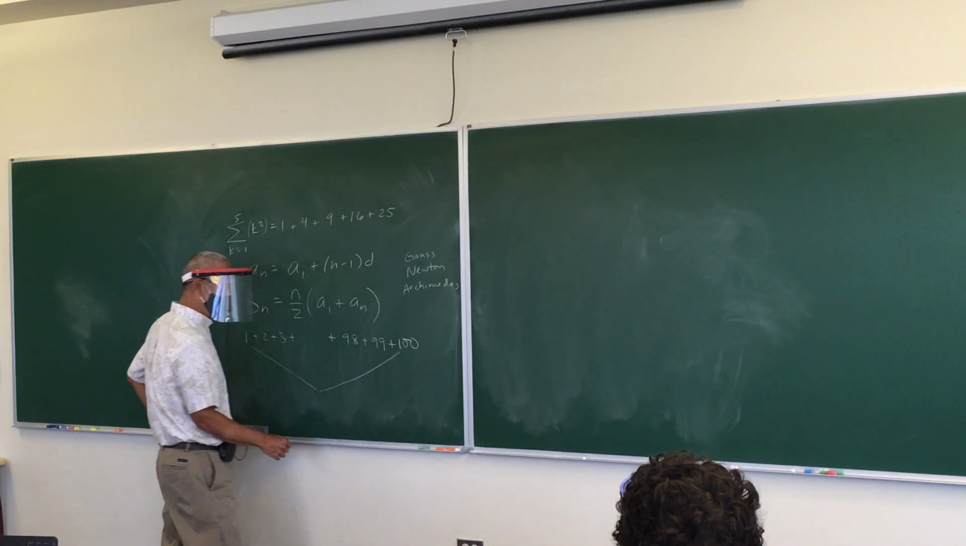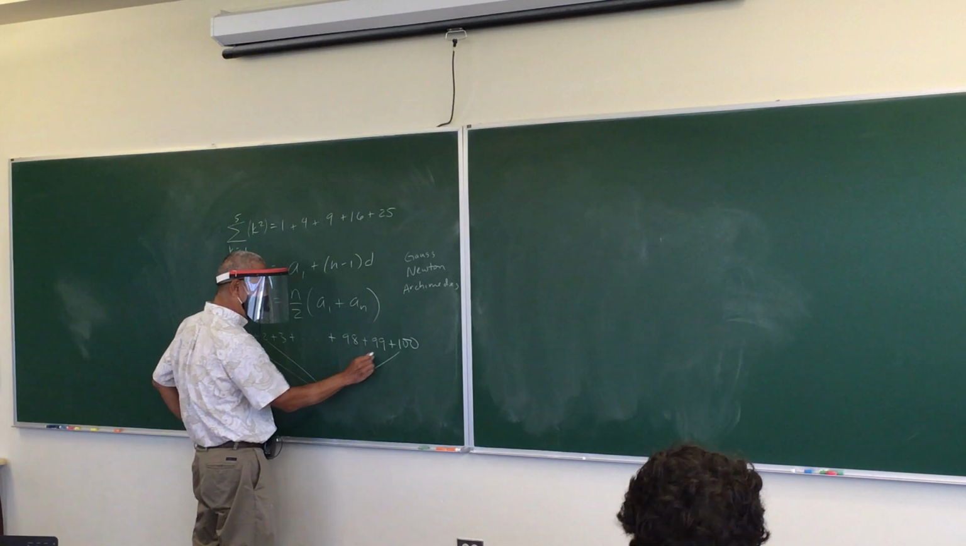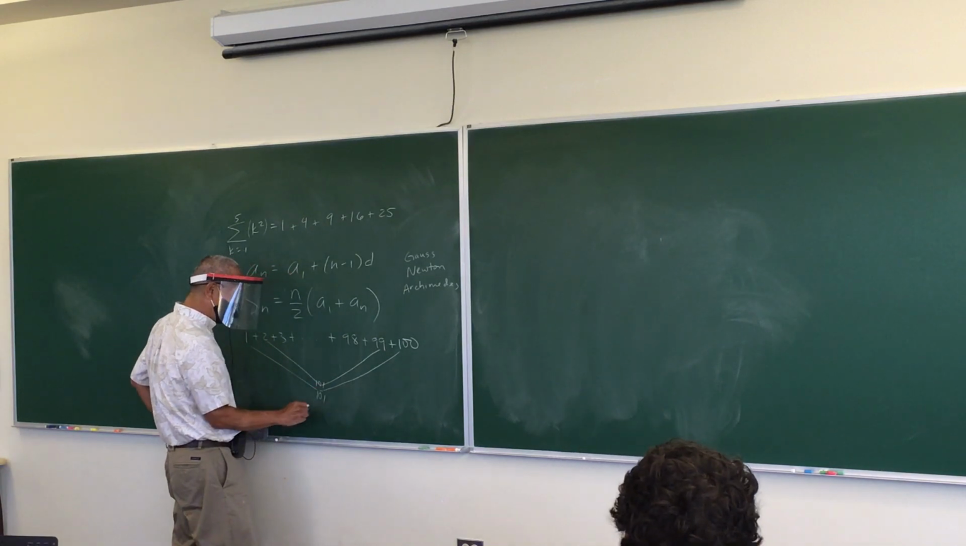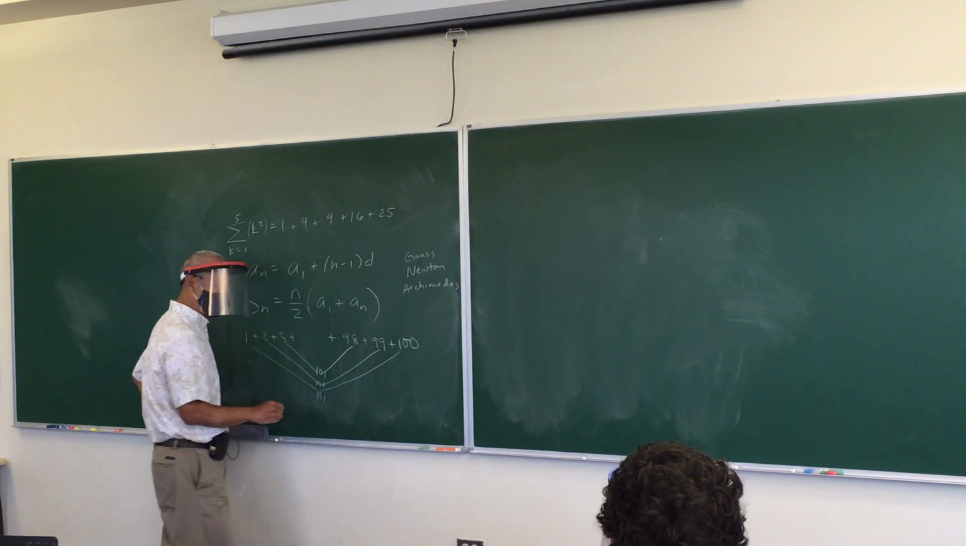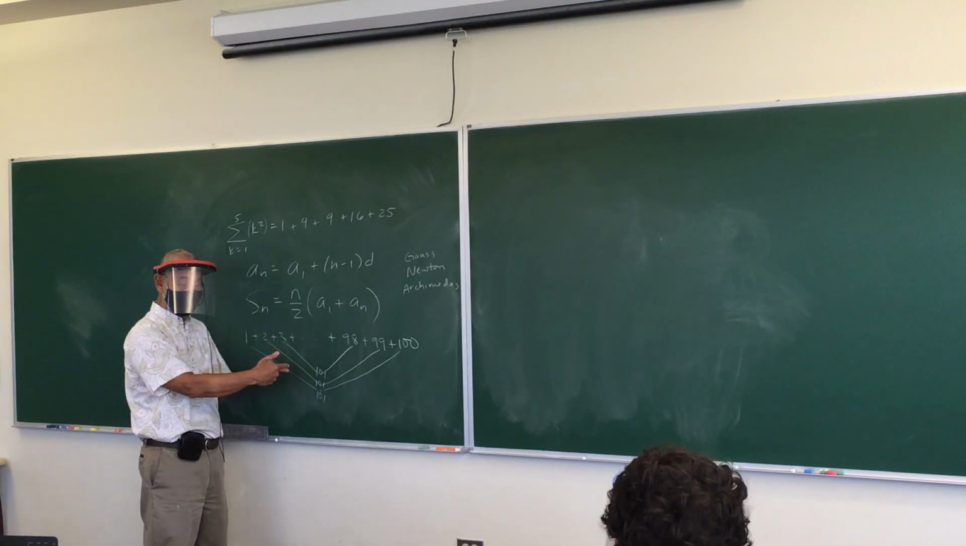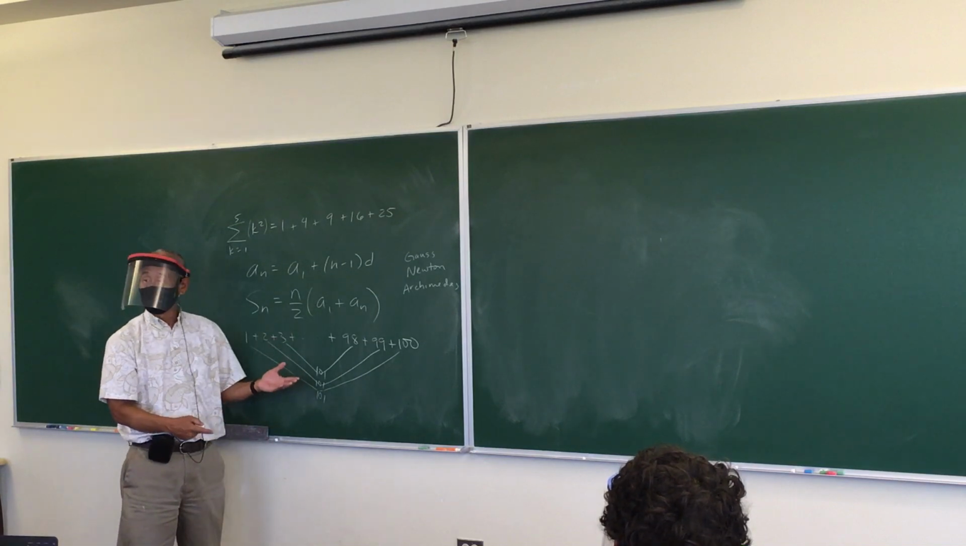First with the last, you get 101. If you add the second with the second to the last, you get 101. If you add the third with the third to the last, you get 101. So every time you pair up the numbers like this, you get 101. So then you just have to figure out how many pairs you have.